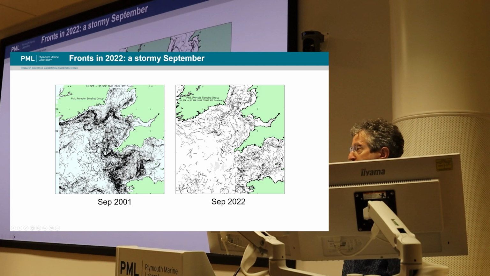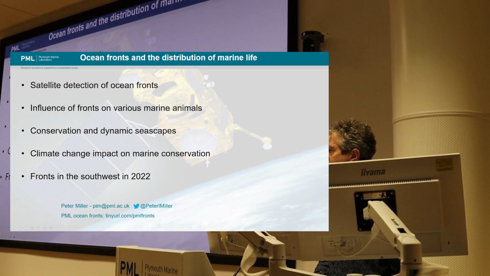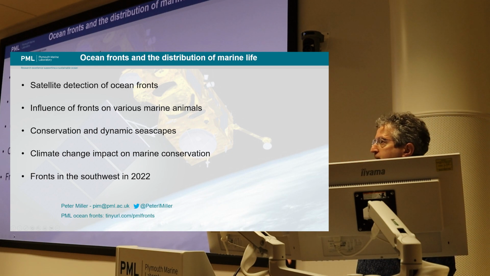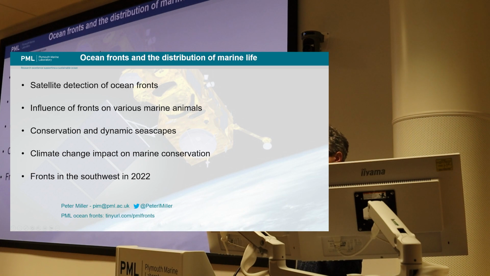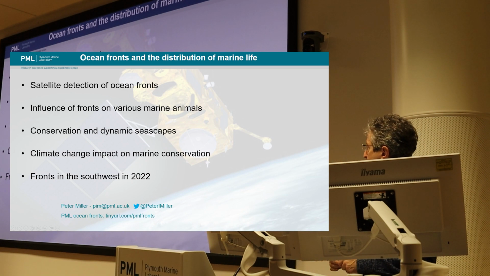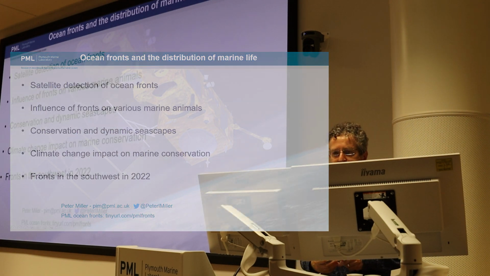If people want to study relationships between the ocean fronts and various animals, I can point you in the right direction, either myself or through our NEODAS satellite service. So to summarise, I've tried to highlight some of these connections between the marine life, and fronts seem to be a hotspot of these interactions between the different trophic levels, and can be important for conservation. So thank you.